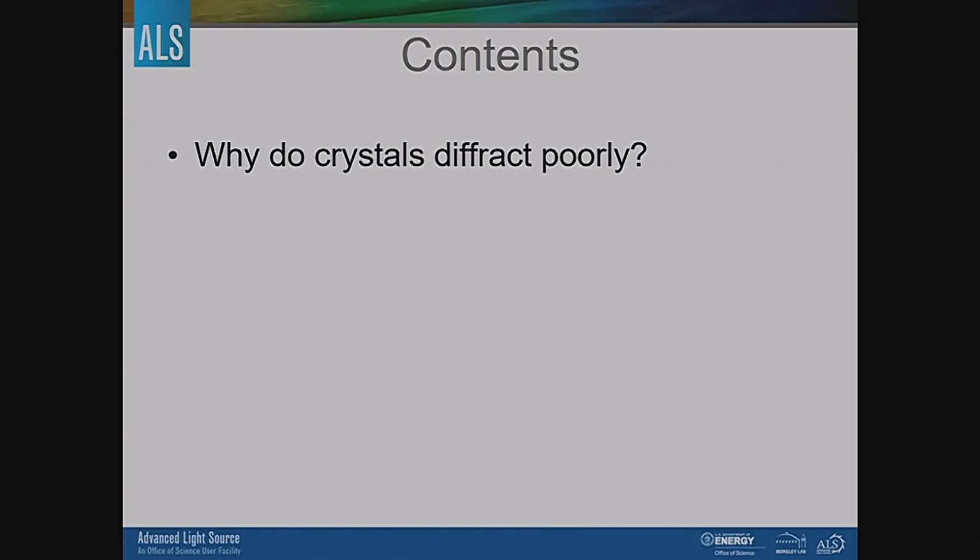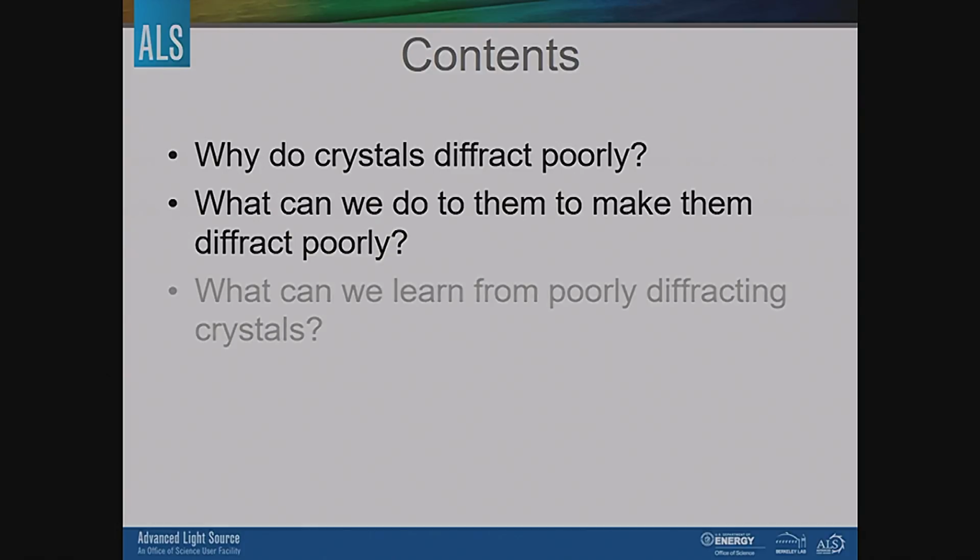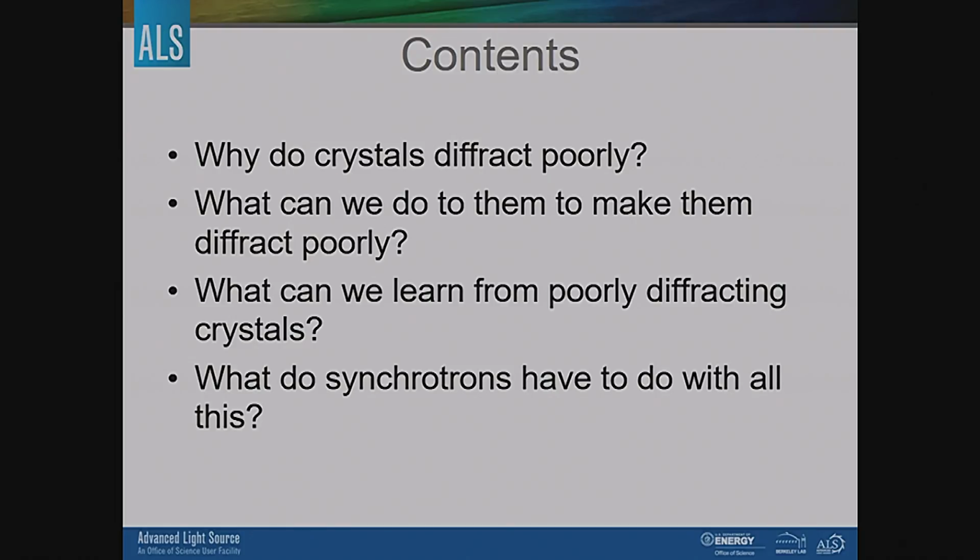Okay, so why do crystals diffract poorly? This is true, right? I'm pretty sure that all of you who've done crystallography before have also been told, yeah, that didn't work. Grow it again. That's a constant refrain from the lab crystallographer. Nope, no good. Go grow it again. Well, why do they diffract poorly? But then there's also my business, which was, how can we make them diffract poorly? What can we do to them to extract more information while possibly killing them? And what can we learn from poorly diffracting crystals? And what do synchrotrons have to do with all this? Well, you might have already suspected the answer.